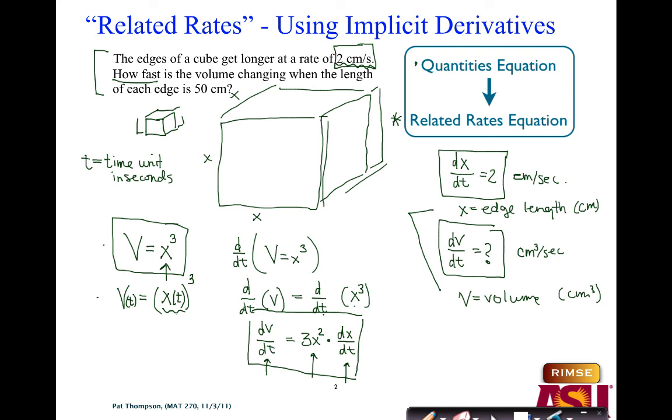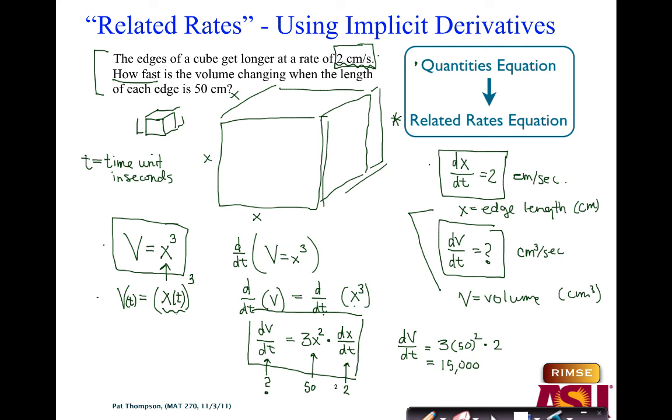Luckily, our question asks, how fast is the volume changing? This is the one we're supposed to be finding. And then it gives us the other 2. When the length of each edge is 50, and dx/dt is this 2, how fast the edge length is changing. So dV/dt, the rate of change of the volume at this particular point in time when we evaluated this, is 3 times 50 squared times 2. So what, 6 times 2,500? 15,000, I think. That's the number part of it.